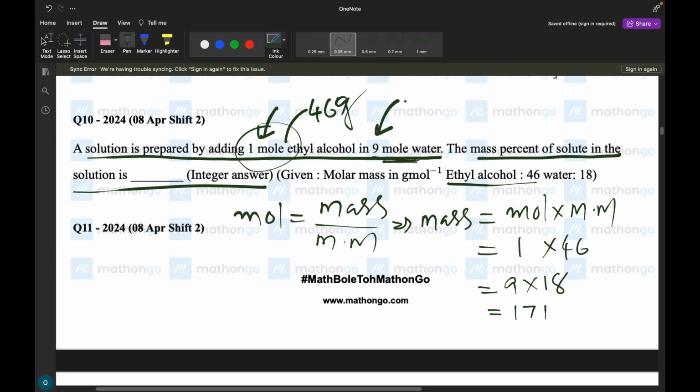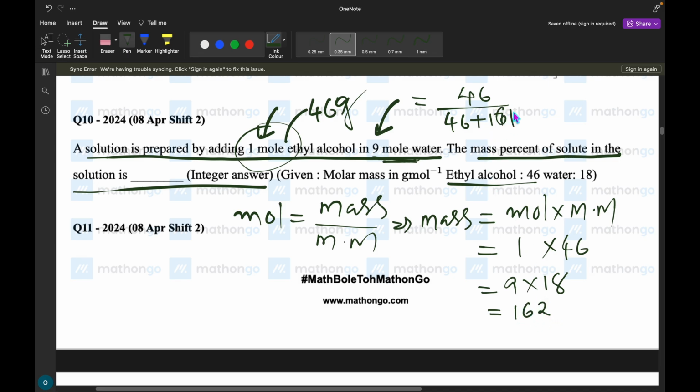So to find the percentage, what should we do? The mass percentage of solute is 46 by 46 plus 171. Sir, 172. 162, sir. Sorry, correct number, yes. It is not 171, it is 162. 162 plus 18 is 180, right?